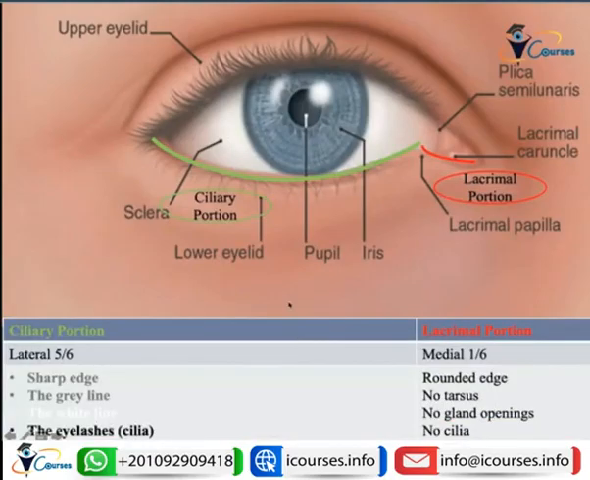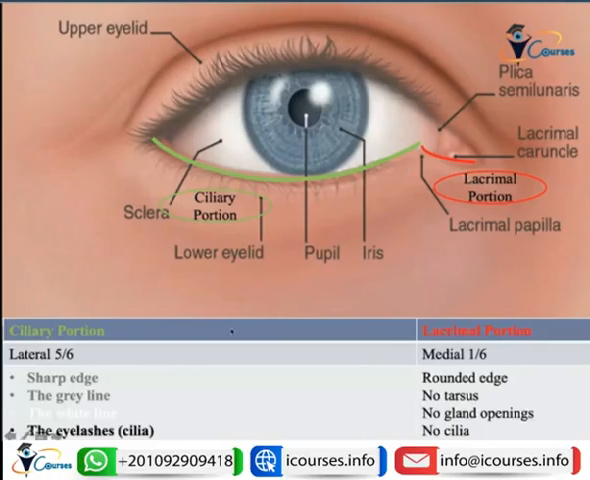So what is the difference between the ciliary portion and the lacrimal portion? The ciliary portion is the lateral 5/6 of the eyelid margin. It has a sharp edge to allow free movement of the tear film until it is drained by the puncti, and it has certain anatomical structures like the gray line, white line, and eyelashes. These structures are not present in the lacrimal portion, so the lacrimal portion doesn't have any eyelashes, gray line or white line. There is no tarsus, and there is no gland opening.